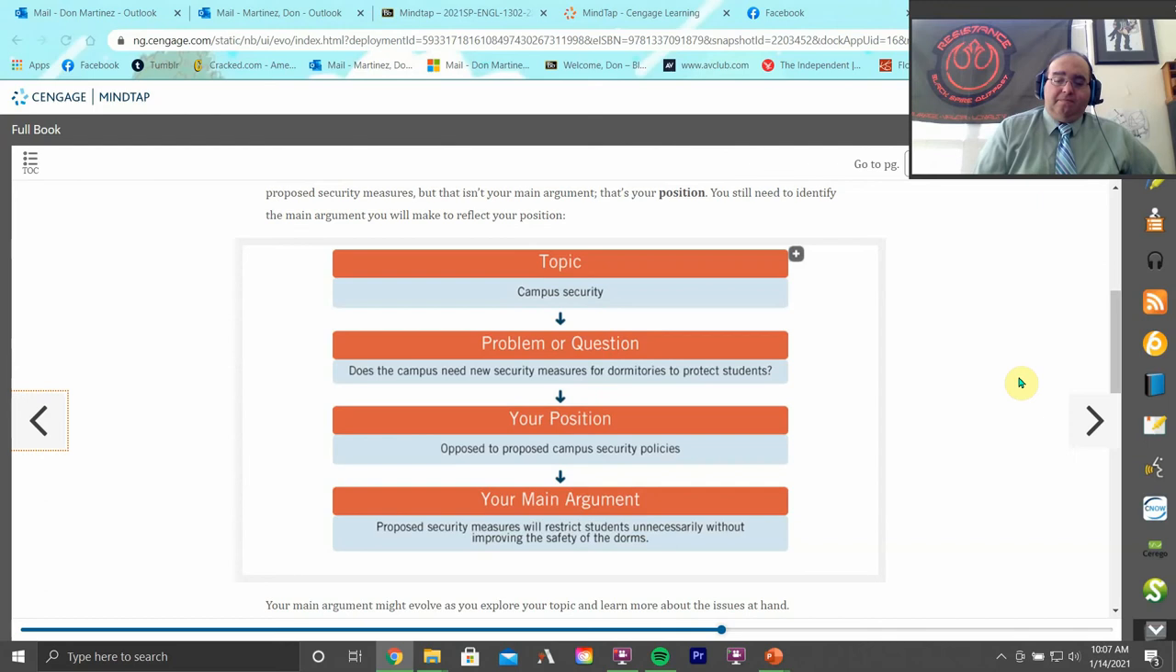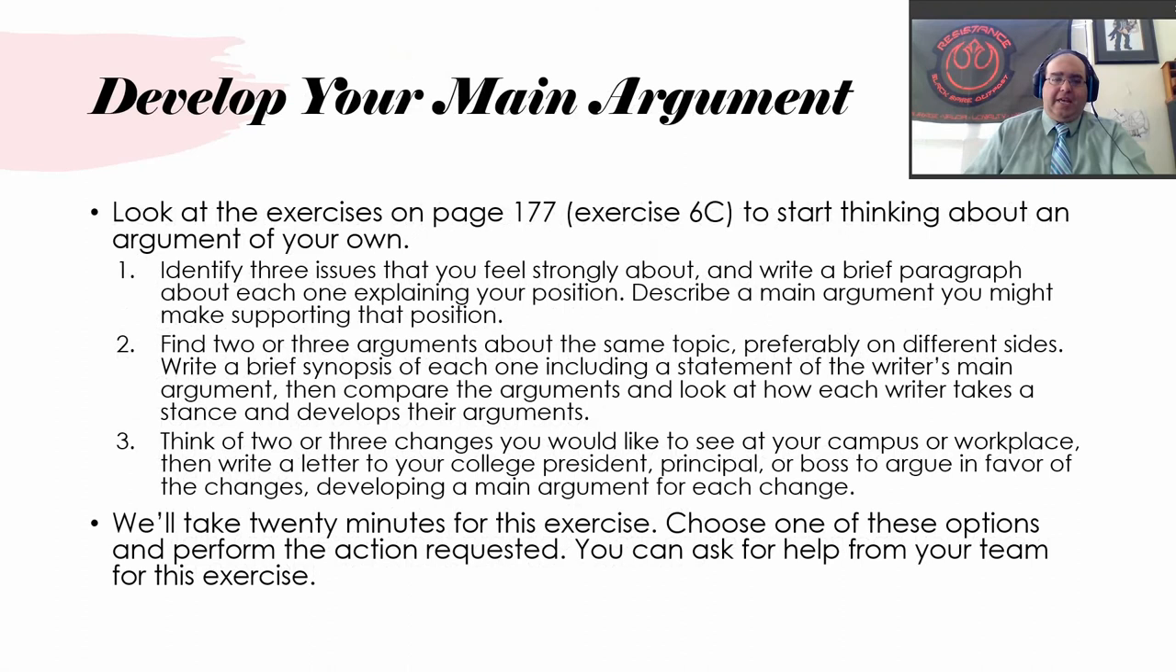All right, so here comes your first exercise for this week, okay? You can do this in your journal. I'm not going to make you guys post this, okay? But basically what I want you to do is go further down in that section of the chapter, under exercise 11C. And I want you to start thinking about an argument of your own, okay?